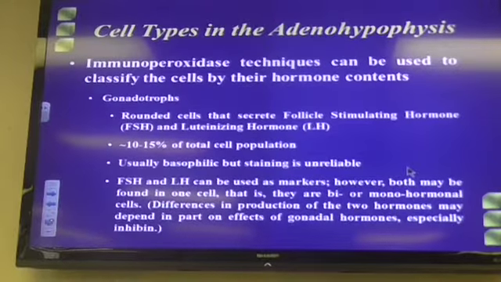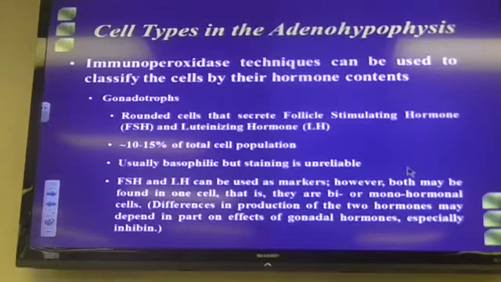Somatotropes, basically these are rounded cells again with large granules. When you say angular cells, rounded cells, it's not always easy to tell on a histosection, especially if your sectioning wasn't too great. So that's why we use the staining techniques, not morphology, to say what they are. Somatotropes secrete somatotropin, which is also known as growth hormone.